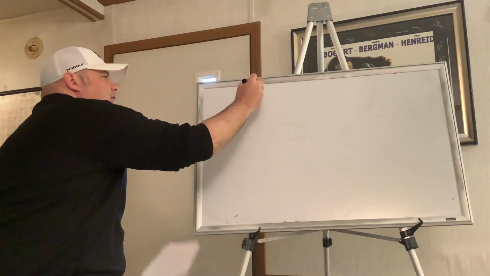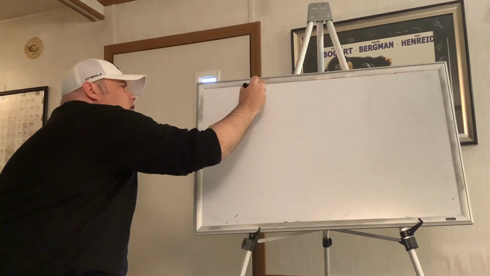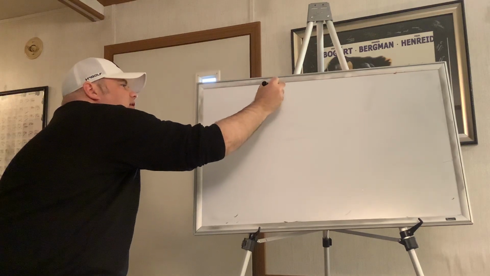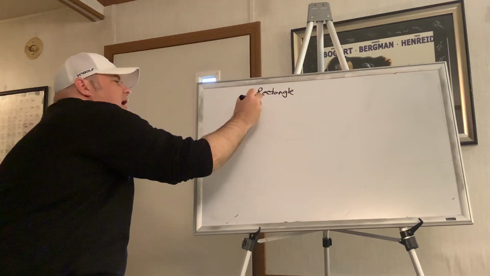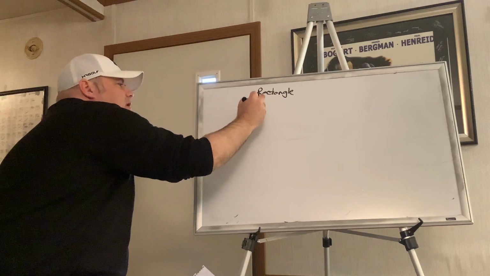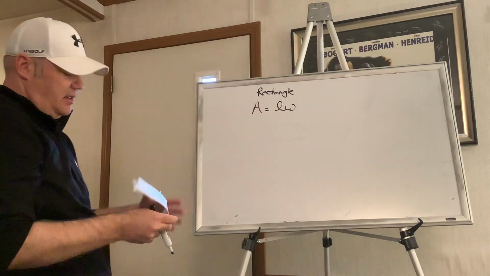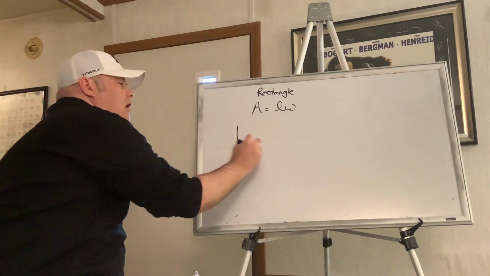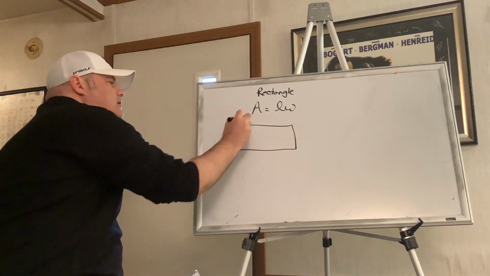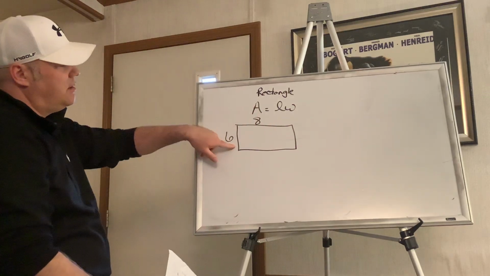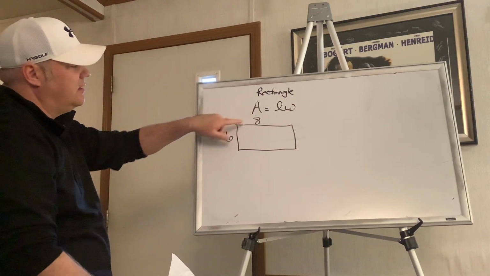The first one is the area of a rectangle. So a rectangle has special characteristics. We covered this in Math Lab, but that formula is length times width. So area equals length times width. So if you've got a rectangle, all you need to know is two of the measurements. You need to know the width and the length here, length times width.